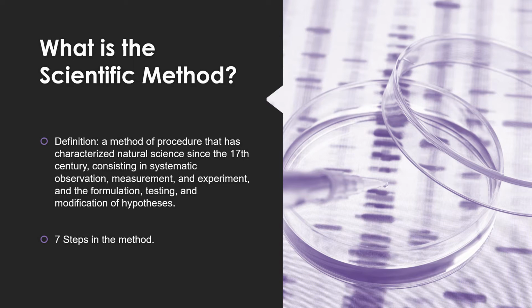By definition, it's a method of procedure that has characterized natural science since the 17th century. It consists in the systematic observation, measurement, and experiment, in the formulation, testing, and modification of hypotheses. There are 7 steps in the scientific method, and they should be followed in order.